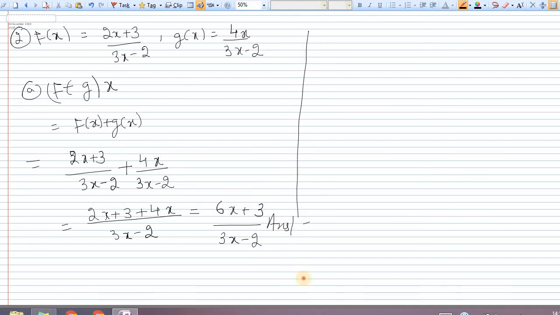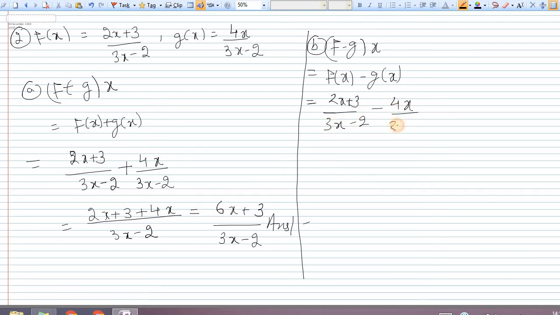Okay, now the second part is B, that is (f-g)(x). It is f(x) - g(x). So f(x) is (2x+3)/(3x-2) minus 4x/(3x-2). So it would be, over 3x-2, 2x+3-4x. So it would be (3-2x)/(3x-2). So this would be our answer.